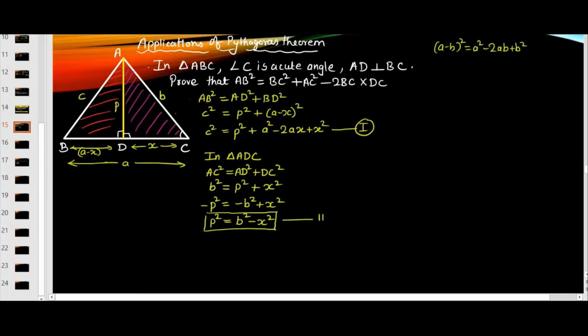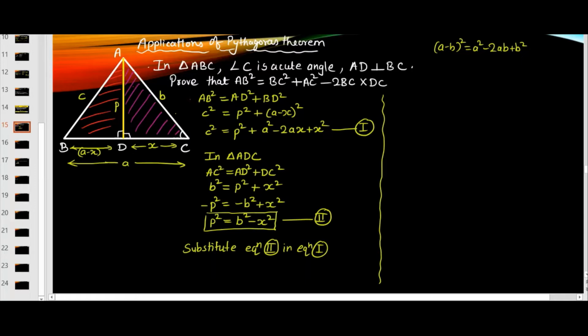Let me name this as equation 2 and substitute equation 2 in equation 1. I will solve further here. Equation 2 in equation 1. That means in place of p square, I will write b square minus x square.